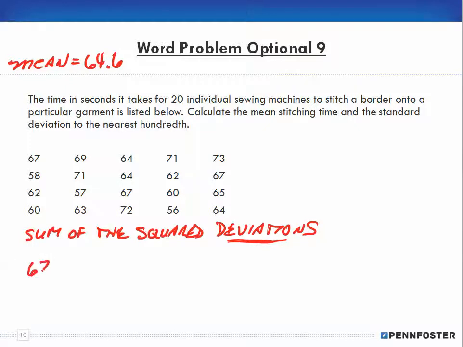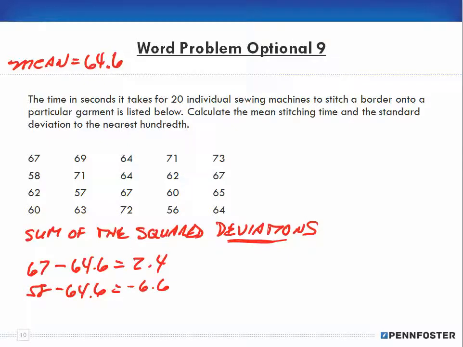Okay, to find the deviations, we take each data point and we subtract the mean. So I have 67 as my first data point. I subtract the mean of 64.6. Okay, and I end up with 2.4. I would take 58 minus 64.6 and get minus 6.6. Okay, and I'm going to keep on doing that for all 20 data points. So I'll have 20 deviations.